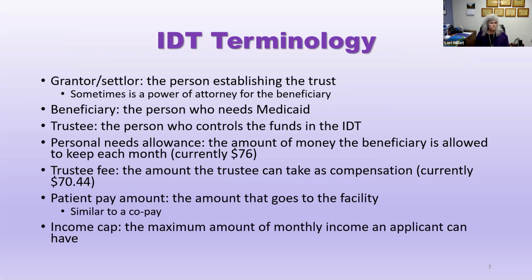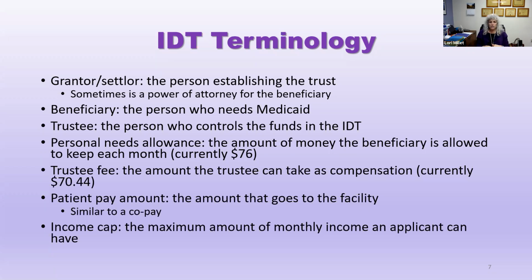So what do all these terms mean? Grantor/settlor is the person who is establishing the trust. Frequently, the person who's establishing the trust or signing it is the power of attorney for that Medicaid applicant who I'm going to refer to as the beneficiary for the purpose of discussing income diversion trusts. Beneficiary is the person who needs Medicaid. And sometimes these trusts call that person the lifetime beneficiary. The trustee is the person who controls the money in that income diversion trust pot.